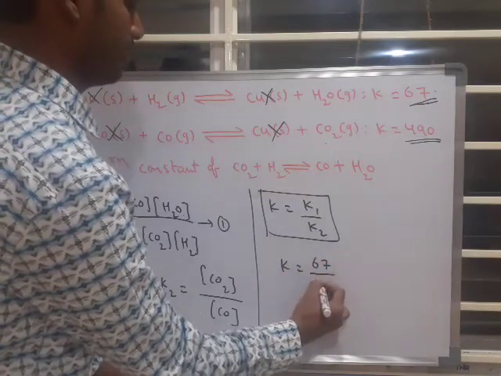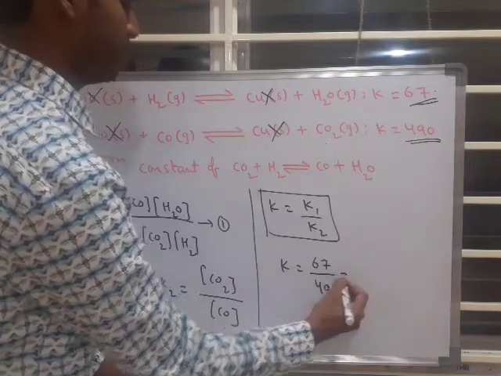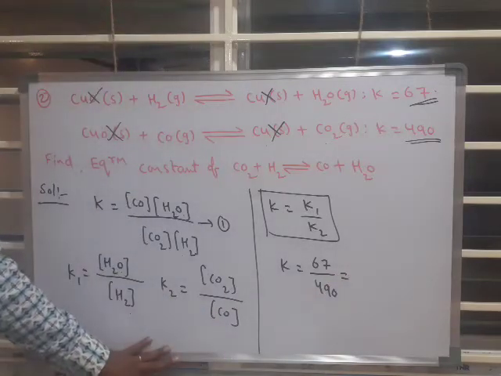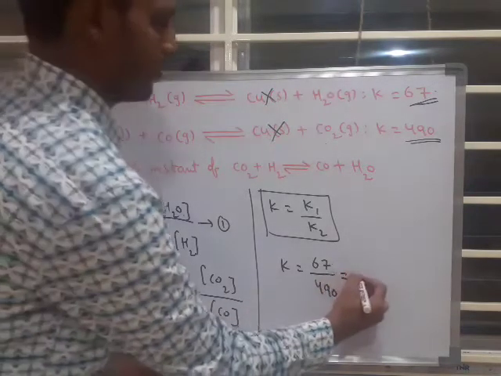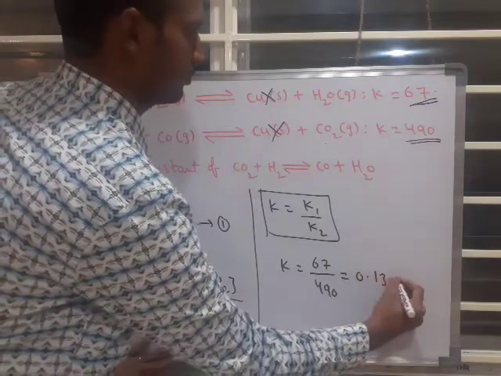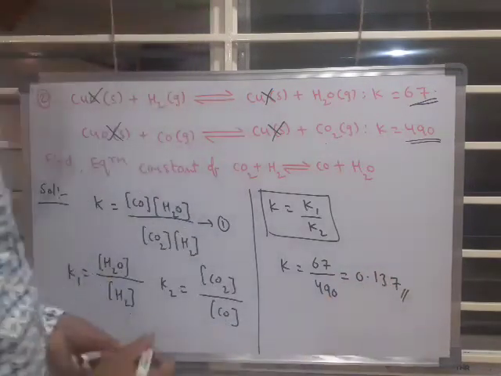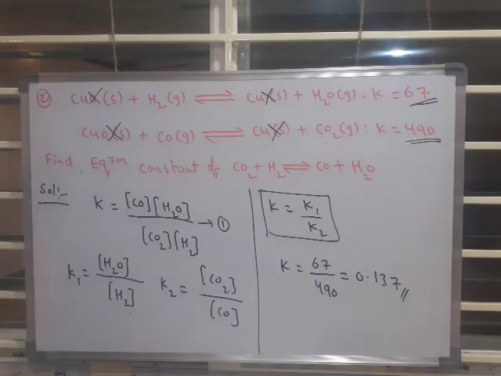67 by 490, so 0.14. Okay. So try to maintain perfect notes for these problems.